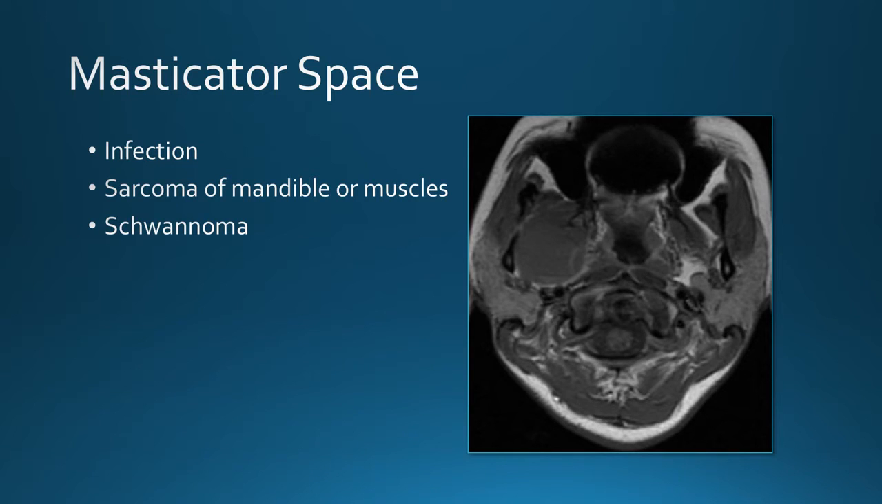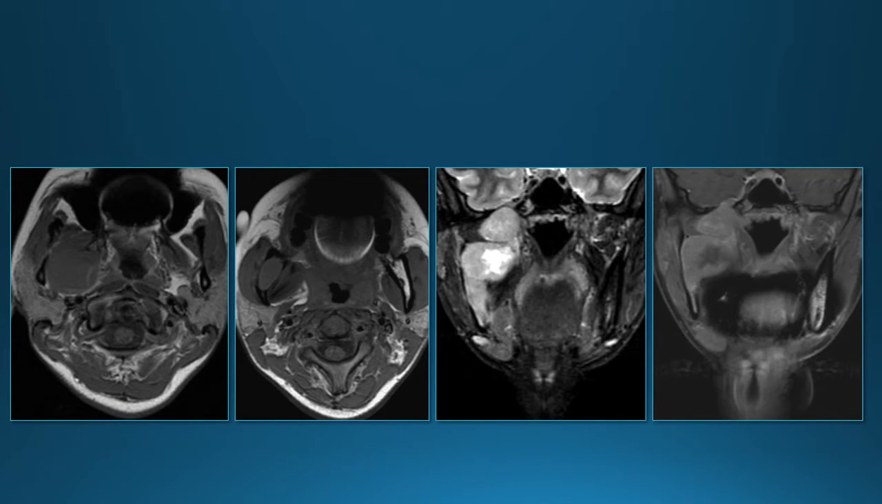Pathology that we see in the masticator space: infection, often related to the teeth, tumors of the mandible or muscles, primary tumors such as sarcomas, and schwannomas of the V3. Okay, so we go back and look at our original case. If we follow the mass upward, we can see it extends all the way up to the skull base, and it goes up to the foramen ovale. Here it is on post-contrast.